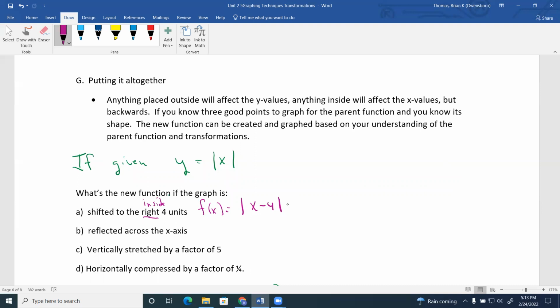Reflected across the x-axis, that is going to be involving the y's. So it's going to be a reflection of the y's. So in other words, when I write the function to reflect over the x-axis, the negative's got to be on the outside of the function, because that's going to affect the y's. So that's going to be then the opposite of the absolute value of x. Since this is a reflection that involves changing the y values, the negative's got to be on the outside.